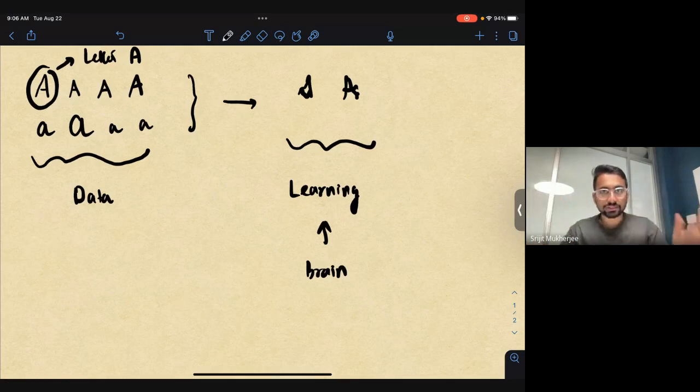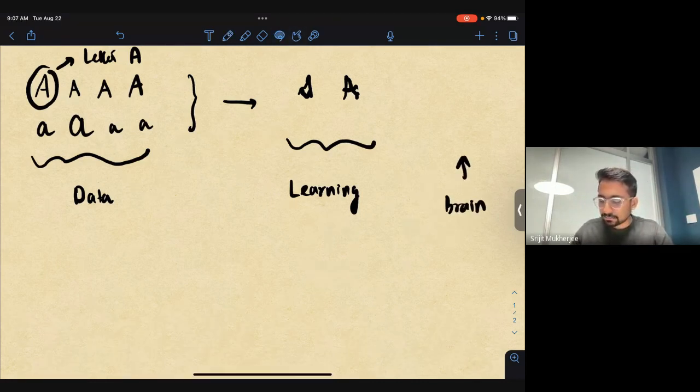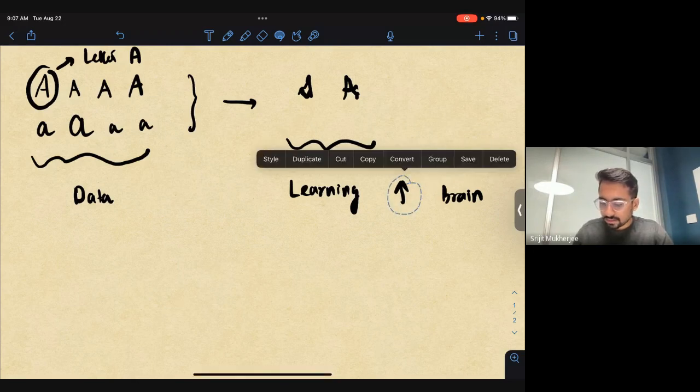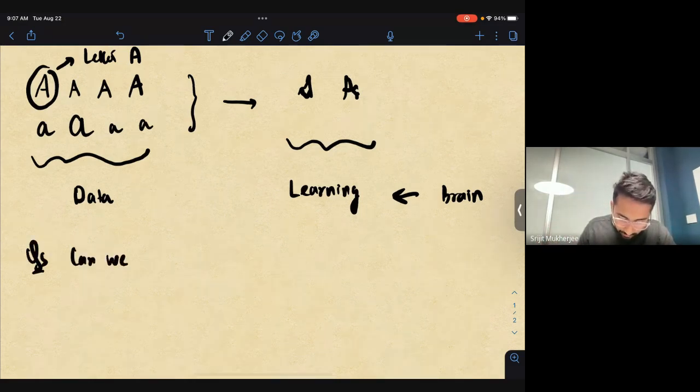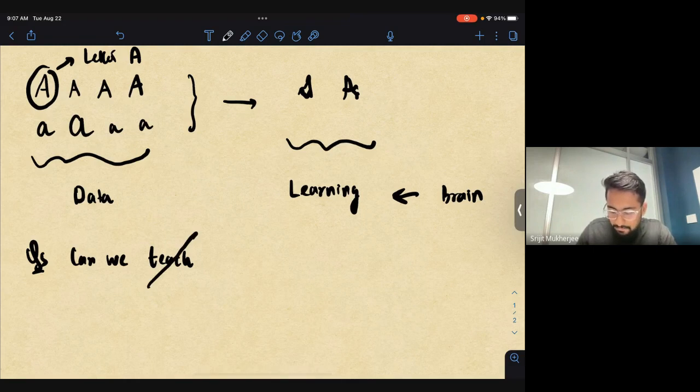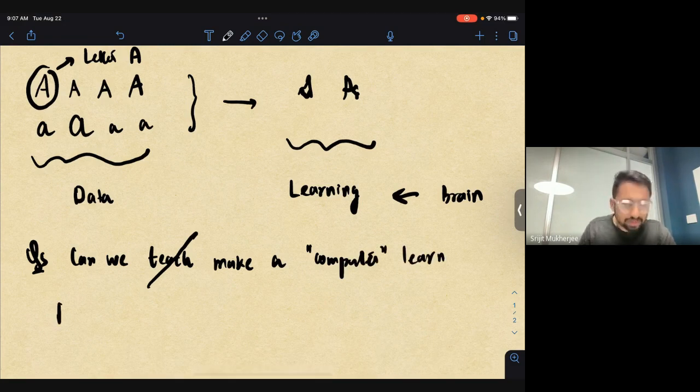Now, computer scientists and statisticians and all the scientists wanted to make a second brain, outside your own brain. Can we teach this to a computer? Can we teach it what is A and what is not A? Rather, it can be expressed in a very different form. The question is, can we make a computer learn from data? Learn what?